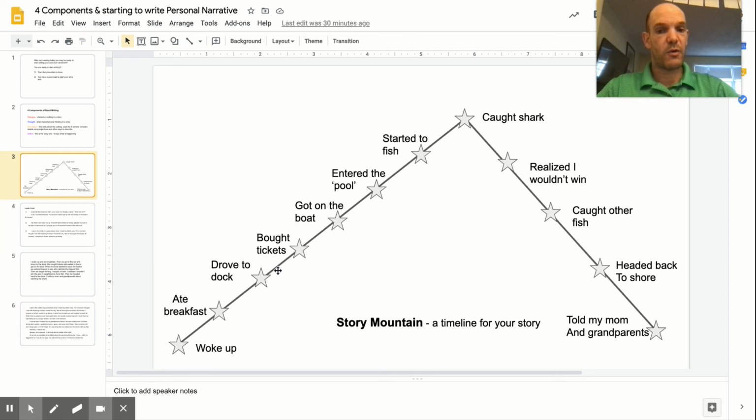Then I would describe going to the dock, waiting in line to get tickets, going on the boat. So each of these we're trying to expand out, pull out more information, write details about to write a nice long story. So that is pretty much all I wanted to say.